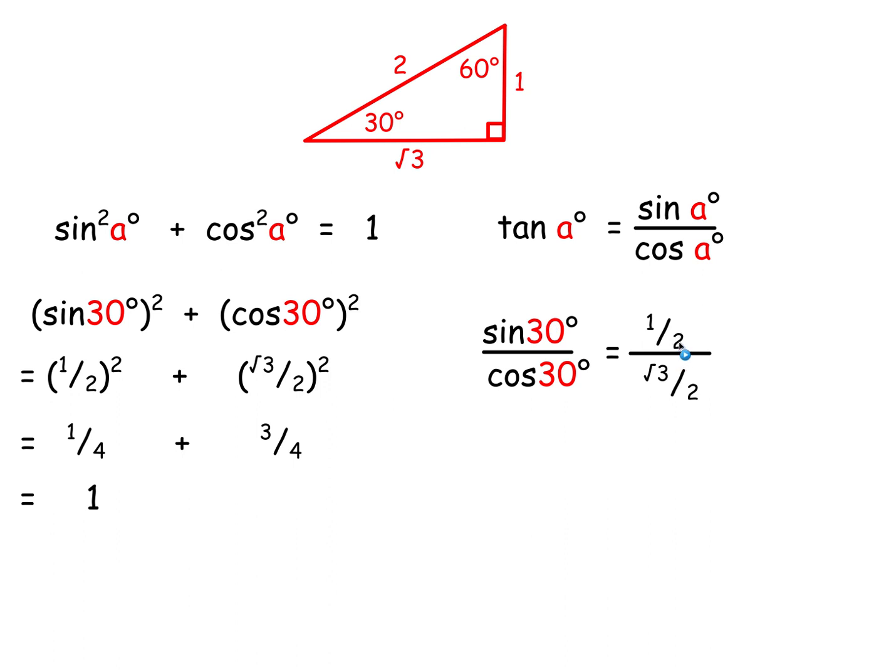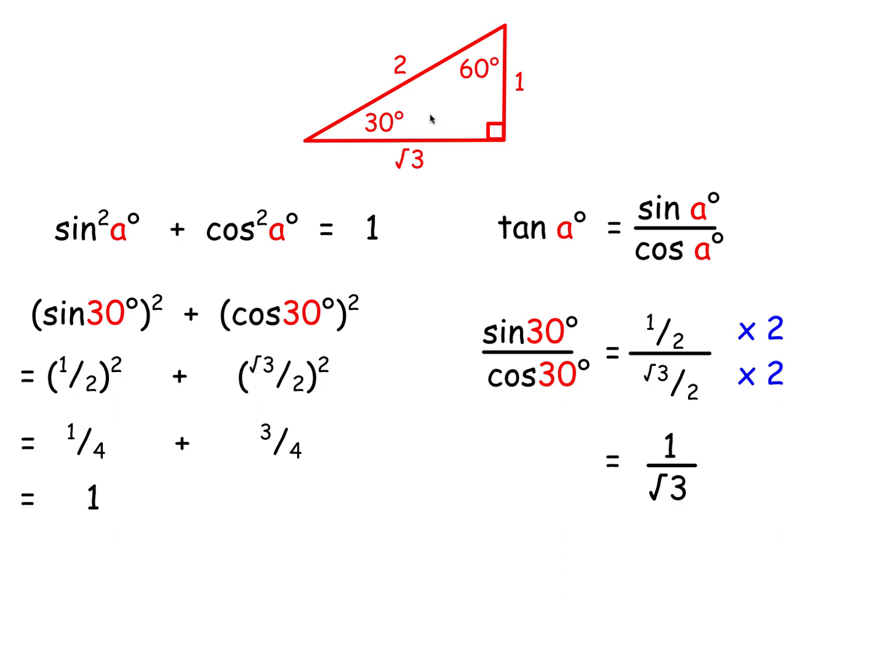To get rid of the fractions here in the top, I can double the top and double the bottom. Double the top, you get 1, double the bottom, the 2 in the bottom here, the fraction will cancel out, and it'll give you root 3. So that's 1 for the top, root 3 for the bottom.